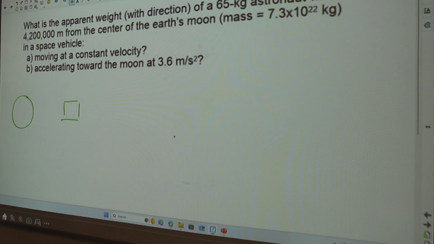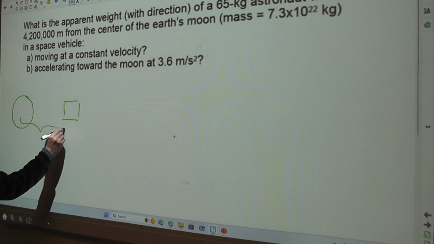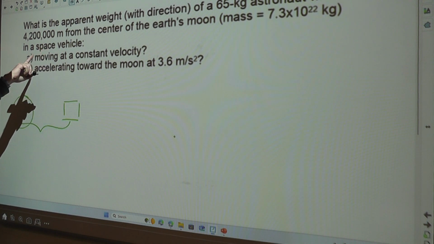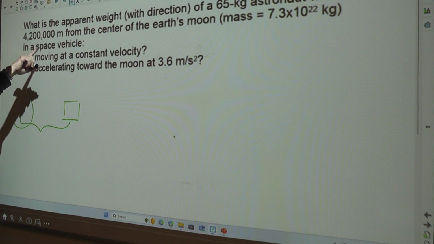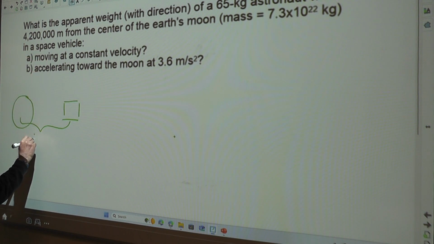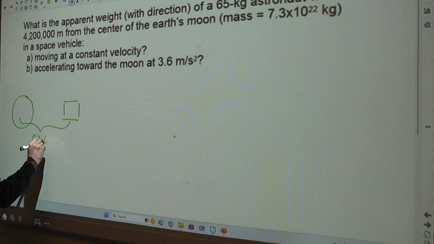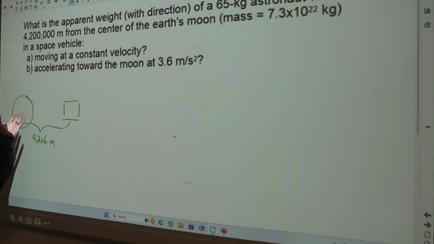We know the distance from center to center. We're given that it's 4,200,000 meters, 4.2 times 10 to the 6th meters away from the center. So center to center, we've got that number. We know the mass of the Earth's moon. And what do we know about the vehicle? Well, let's just look at part A.